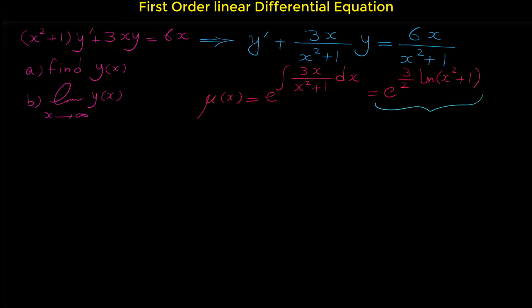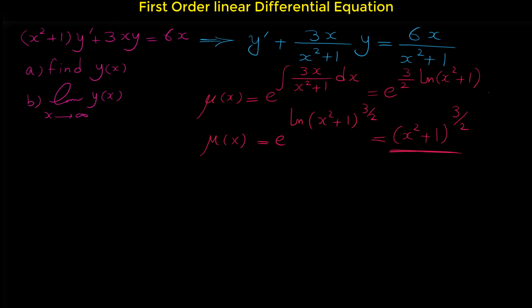So this expression is the integrating factor, but we have to simplify this first. If we move 3 over 2 to the power of the expression here, we can write integrating factor as e to the power of ln of x squared plus 1 to the power of 3 over 2. We know that e to the power of ln of any expression equals to that expression. So this equals to x squared plus 1 to the power of 3 over 2.